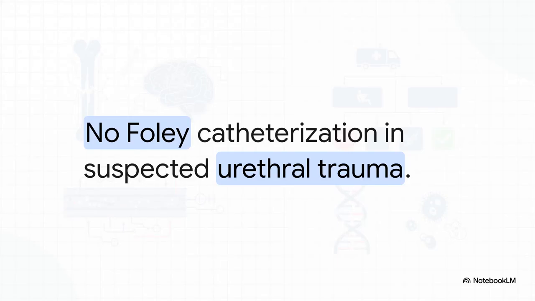So we have to start aggressively right out of the gate with an absolute, non-negotiable rule. In any presentation of suspected urethral trauma, the placement of a Foley catheter is absolutely contraindicated. No exceptions. Why? Because blindly passing a catheter can catastrophically convert a partial urethral tear into a complete transection. It's just not worth the risk. You must secure diagnostic imaging first. If you see signs of urethral trauma, literally step away from the Foley.